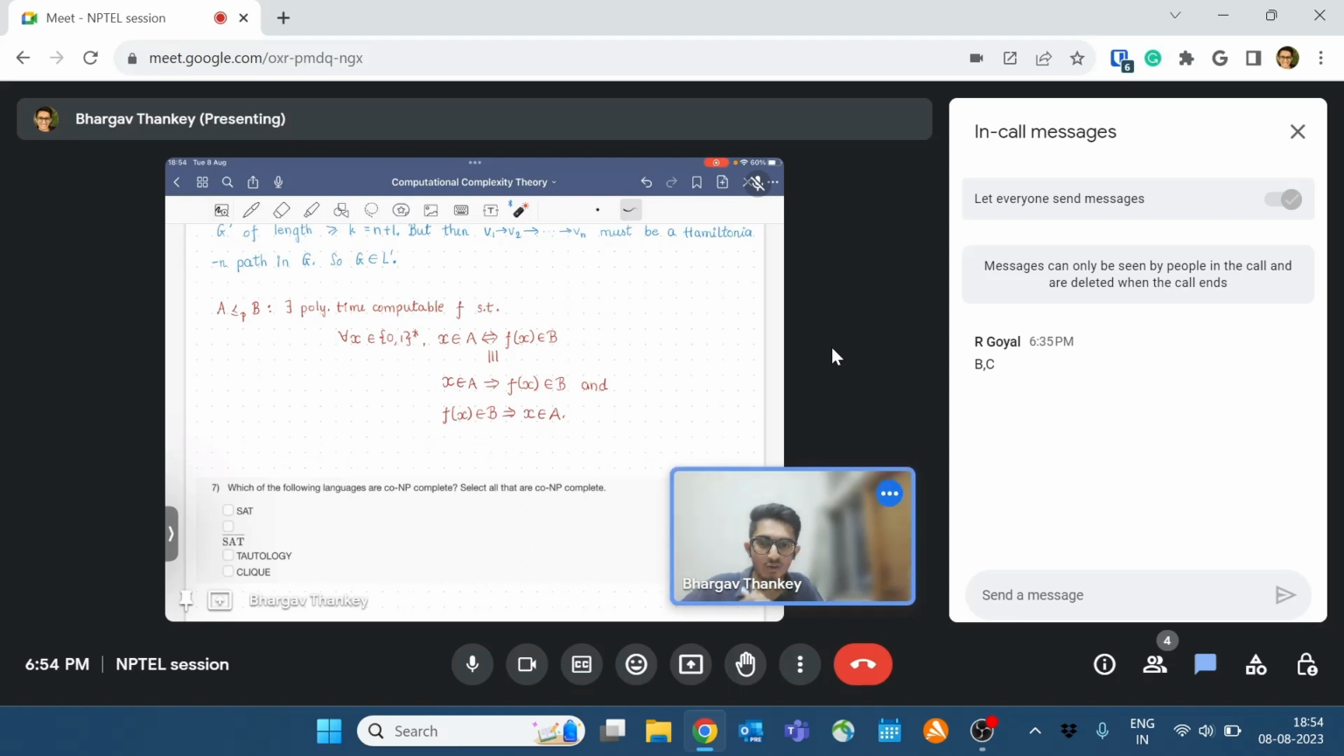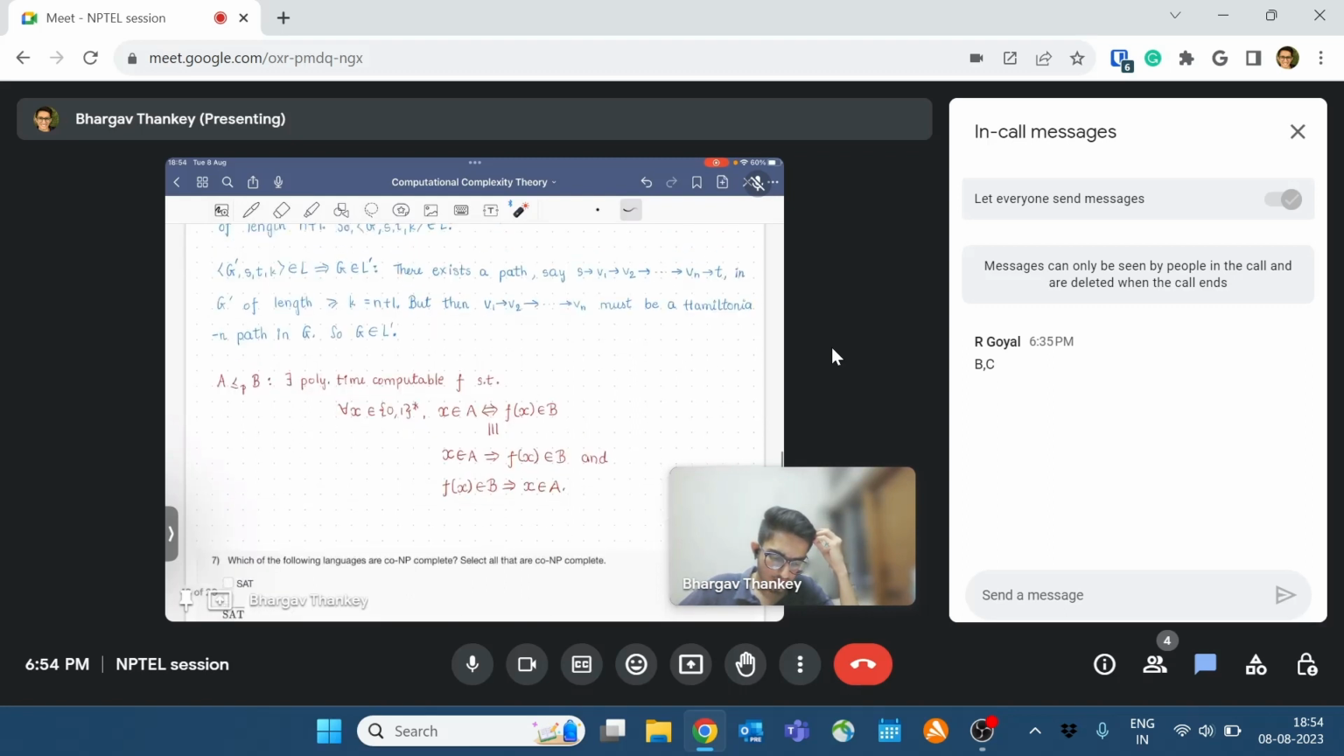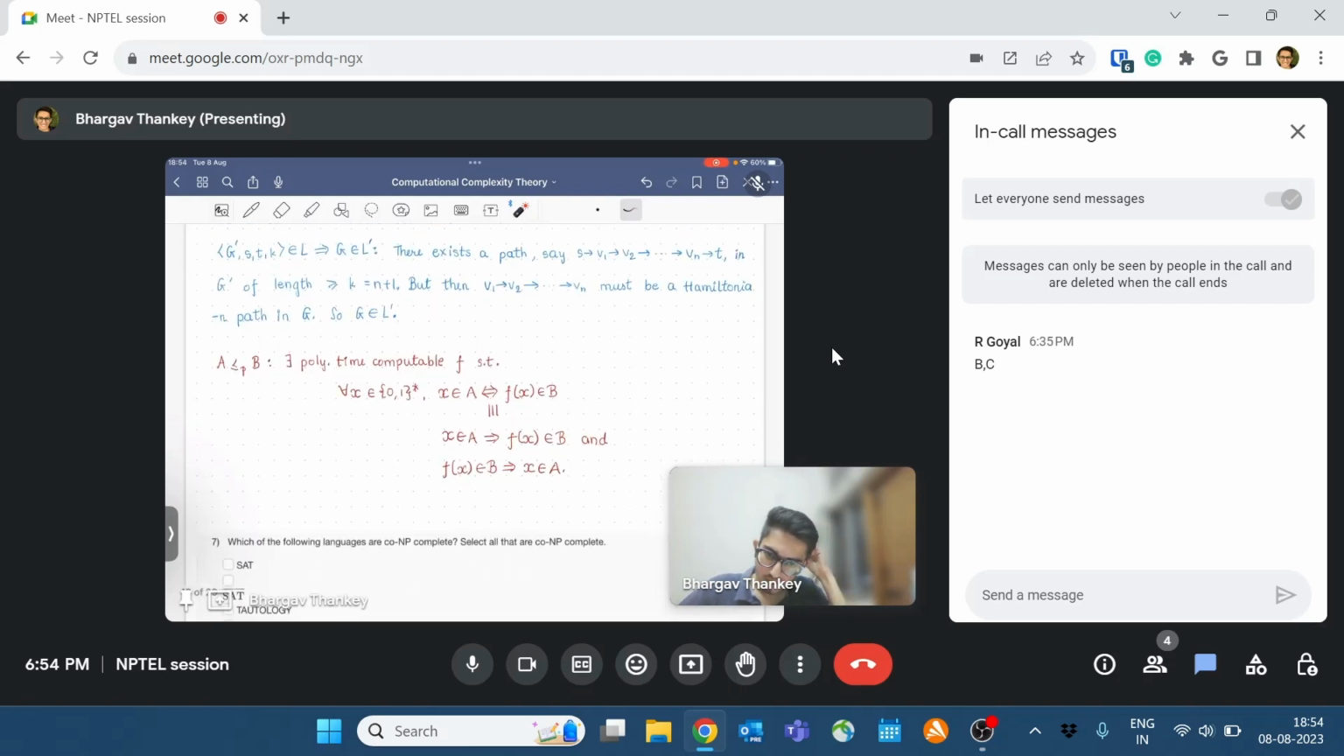An alternative is that we show that x in A implies f of x in B, and if x is not in A, then f of x is not in B. That would be equivalent to showing it in both directions. Will that be fine? Yes, because the second part is the contrapositive of this. Yes, understood. That's a very good point. Clear.